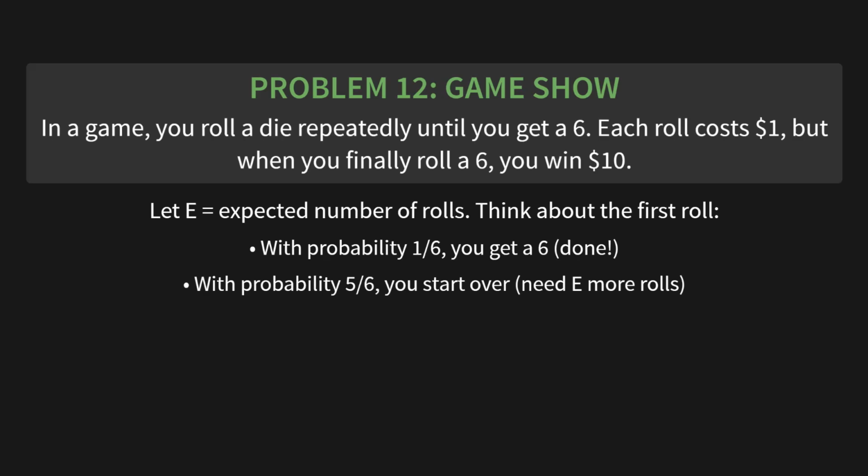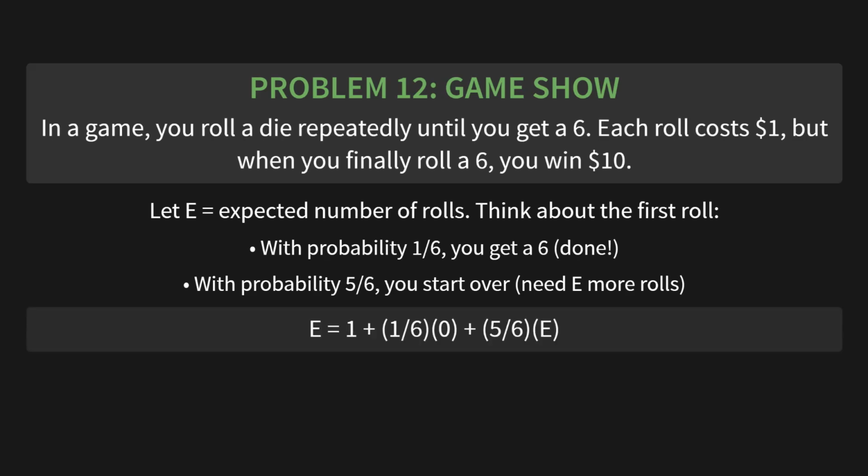And here's the key insight. You're right back where you started. You still expect E more rolls to get that 6. So our equation becomes E equals 1, that first roll, plus 5/6 times E, the expected additional rolls if you fail. Let me break this down even more. That first roll always happens. If you succeed, 1/6 chance, you need 0 more rolls. If you fail, 5/6 chance, you expect E more rolls.